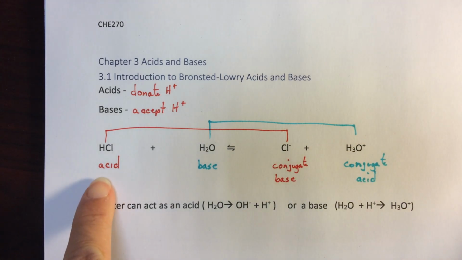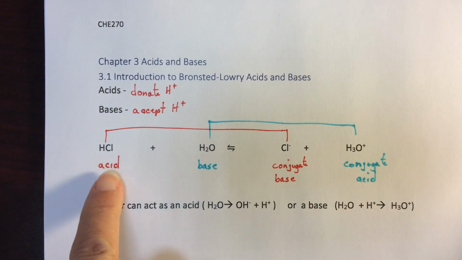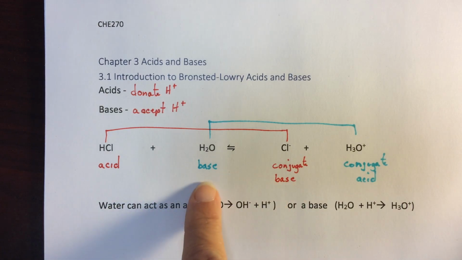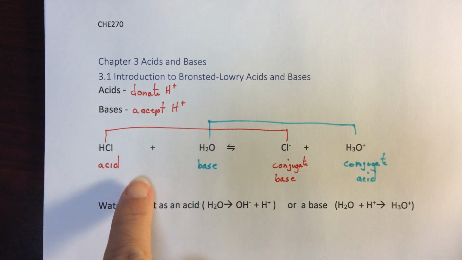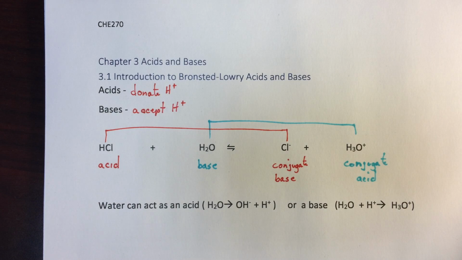So on each side we have an acid and a base. The acid is related to the conjugate base, and the base is related to the conjugate acid. And the only difference between the acid and the conjugate base is the absence or presence of that hydrogen.